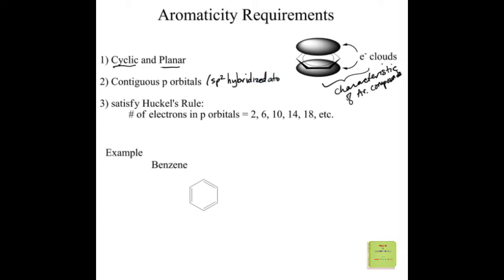They can't be sp3 because sp3 hybridized atoms don't have any p orbitals. You have to have a p orbital. Contiguous means continuous. Every single atom has to have a p orbital. Okay, and finally, we have to satisfy something known as Huckel's rule.